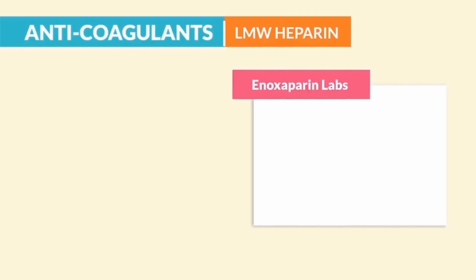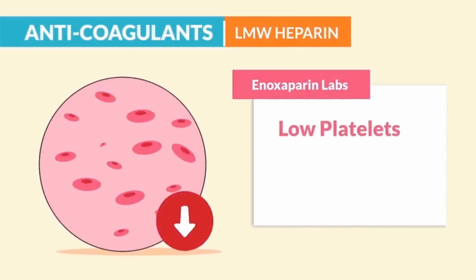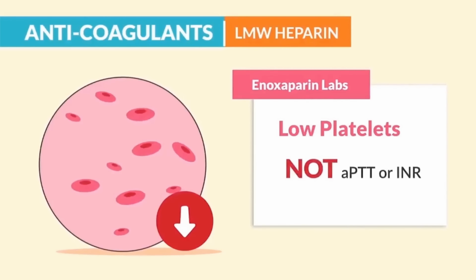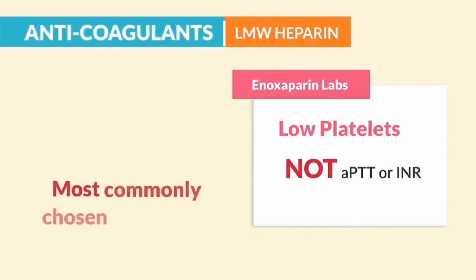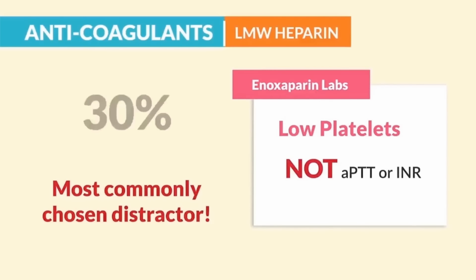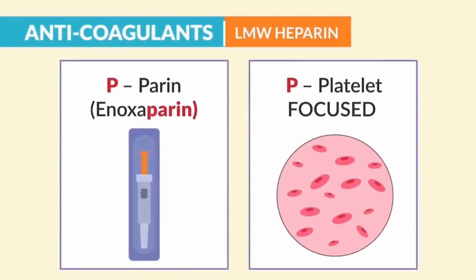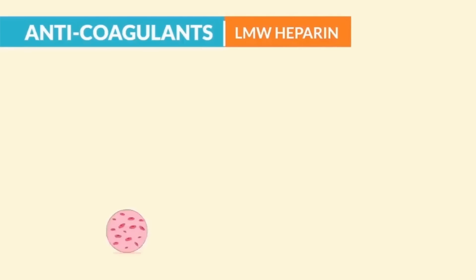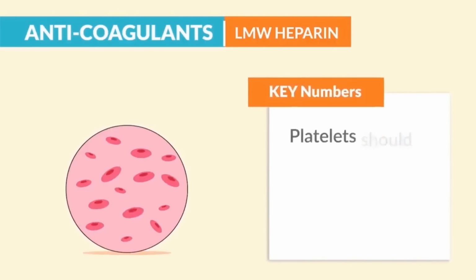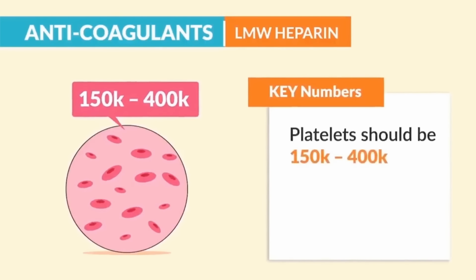Now, as far as labs for enoxaparin, our low-weight heparins, we monitor for those low platelets. Guys, we're not monitoring for coagulation studies. So not PTT and not INR. This is the most commonly chosen distractor. Over 30% of students got this wrong. So guys, think of the double P's for parins. So P for parin in enoxaparin is P for platelet focused. So just like aspirin, the key numbers here, platelets should be between 150 and 400.